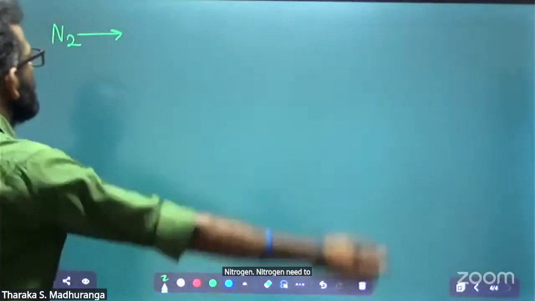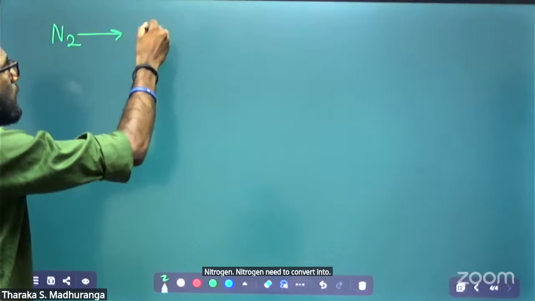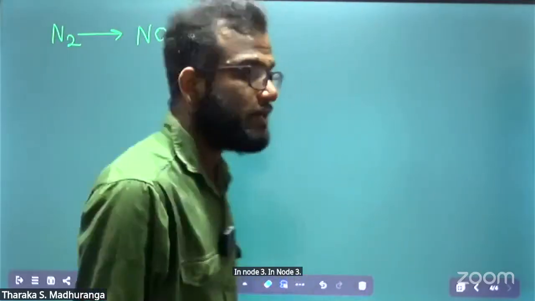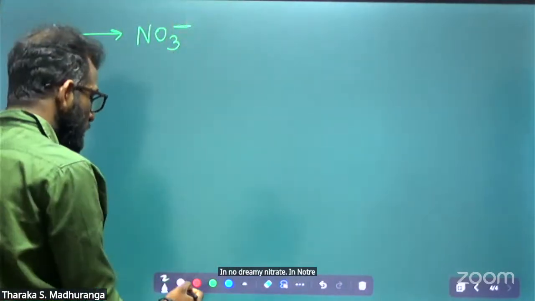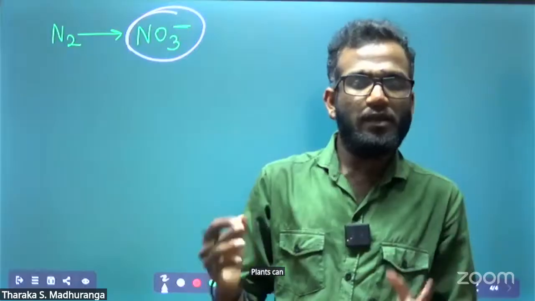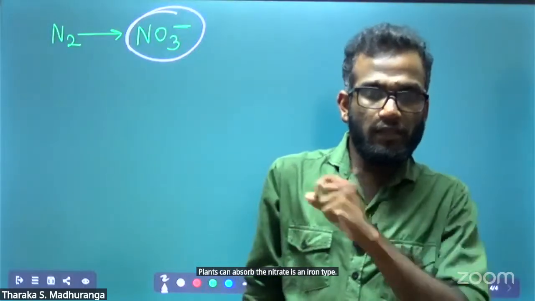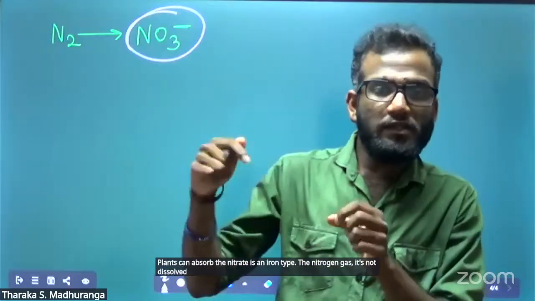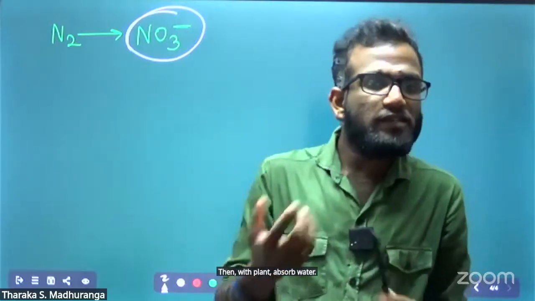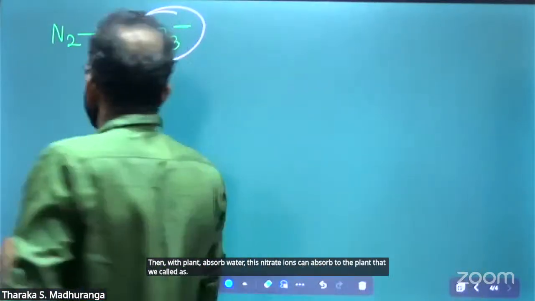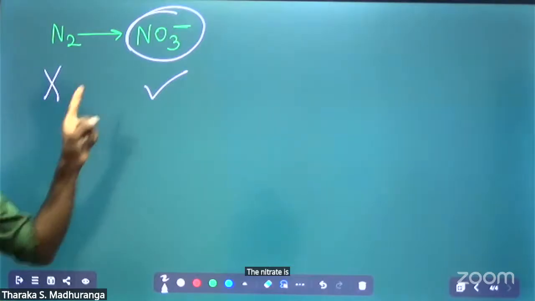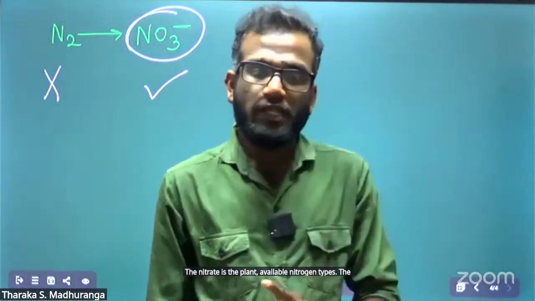needs to be converted into NO3, which means nitrate. If it is converted into nitrate, only then can plants absorb it. The nitrate is an ion type. The nitrogen gas is not dissolved in the water, but the ion is dissolved in the water. Then as the plant absorbs water, these nitrate ions are absorbed by the plant. The nitrate is the plant available nitrogen type. The plant available nitrogen type is nitrate ions.